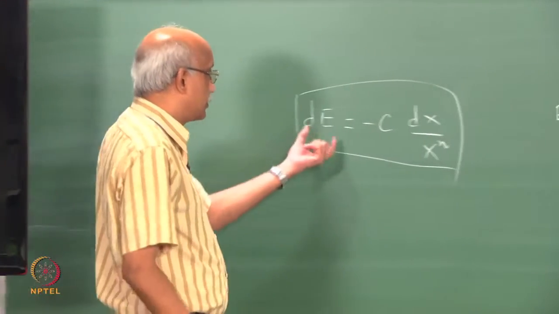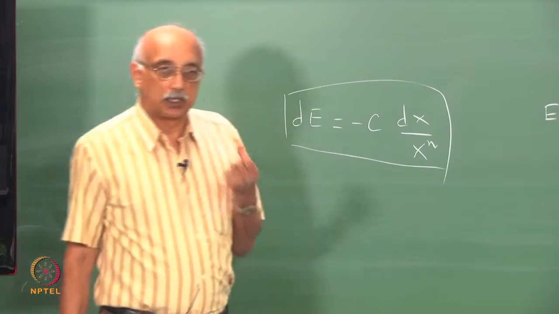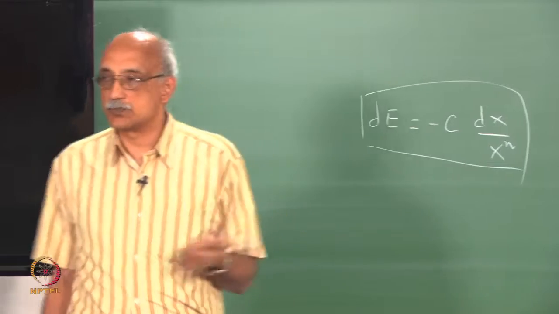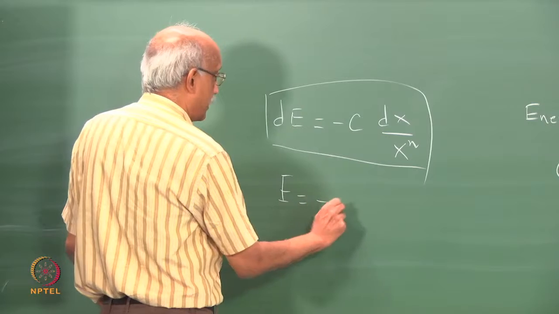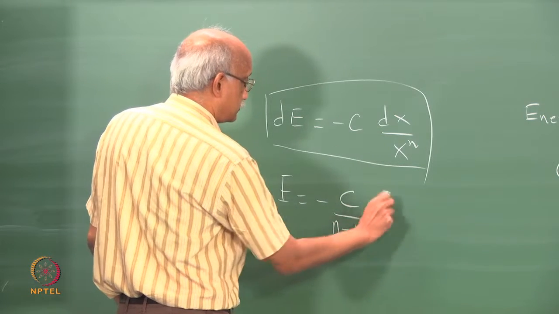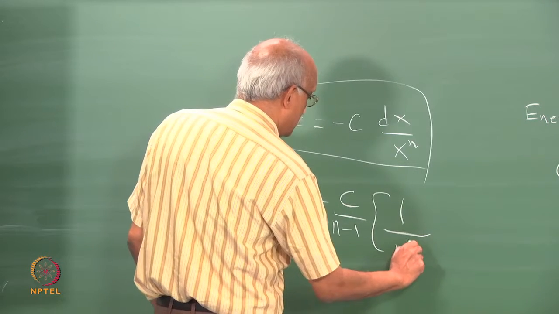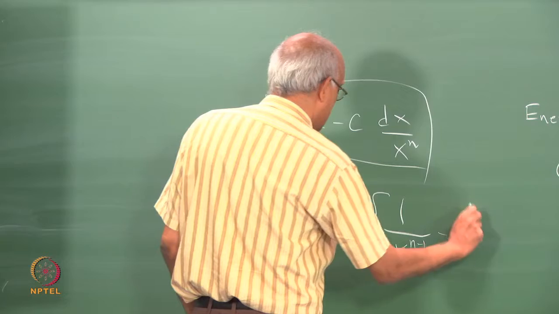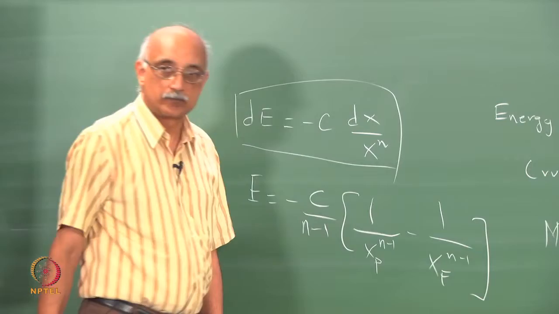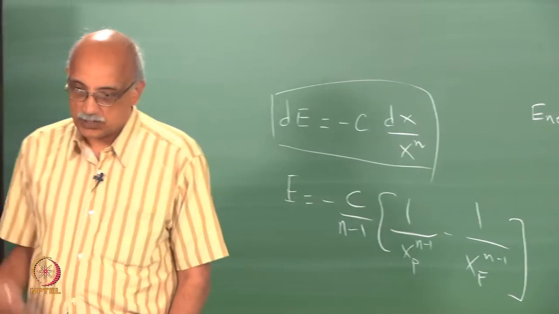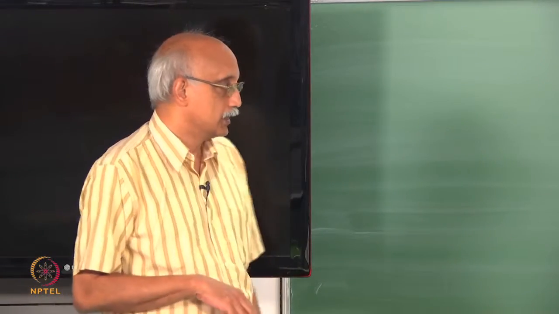So, dE is your differential input of energy, C is a constant, x is the size of the particle, n is an exponent. So, if you integrate this, you get E equals minus C over n minus 1, times 1 over xp to the power n minus 1 minus 1 over xf to the power n minus 1. So, this is the general formulation of the size reduction equation for a given energy input.